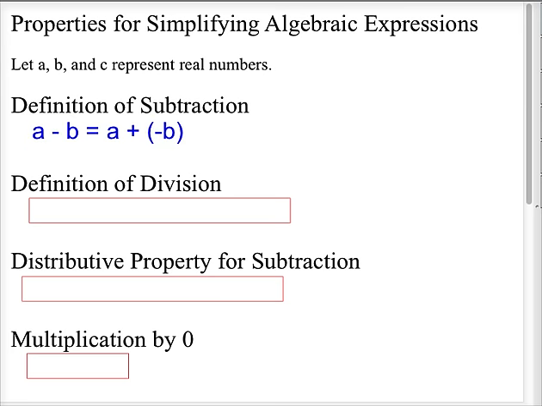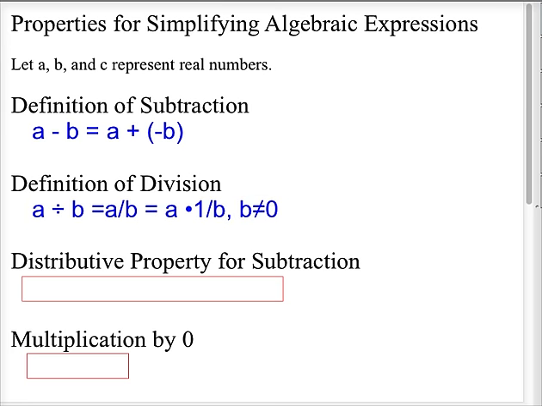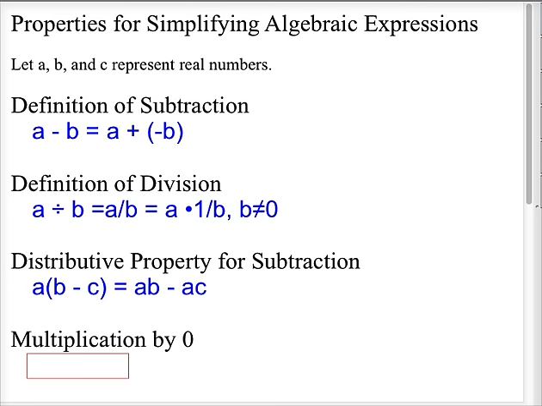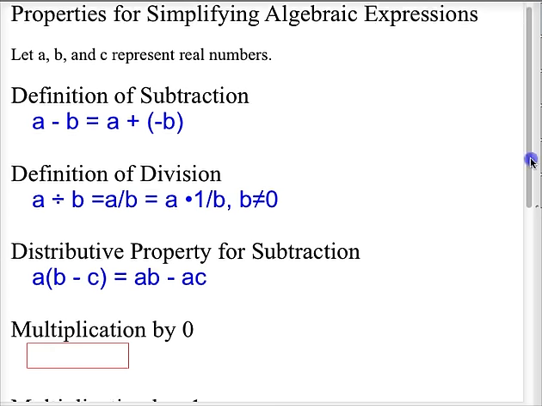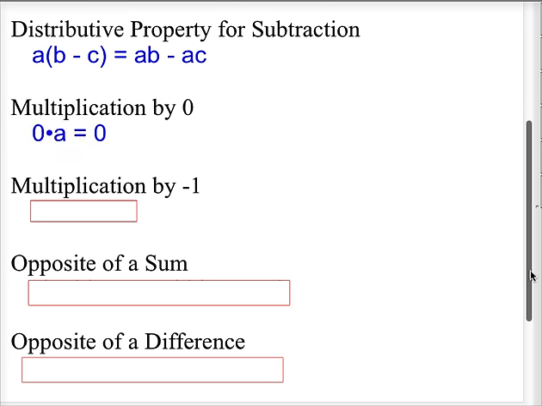Definition of subtraction. In an equation, it means you can subtract. It's the same thing as the opposite of adding. Definition of division. Dividing is the same thing as a fraction or the reciprocal, multiplying by the reciprocal. However, just make sure you're not dividing by 0. Distributive property, you already know. Anything multiplied by 0 gives you 0. Multiplying by -1 just makes whatever you started with negative.